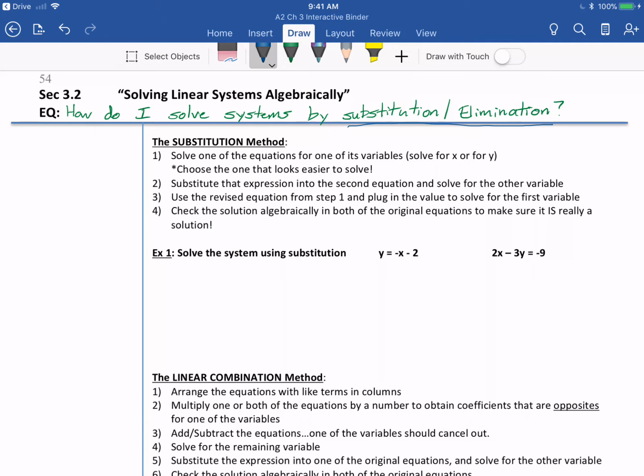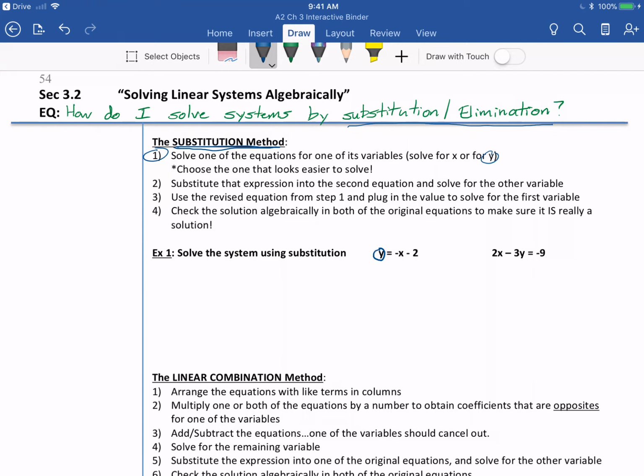So the first one is the substitution method. I'm going to walk through these step by step with this example. Step number one says solve one of the equations for one of its variables. Choose the one that looks easiest to solve. So if I look at the example I'm given, I already know that y equals negative x minus 2. So I have one of the variables already solved for, I have it solved for y.